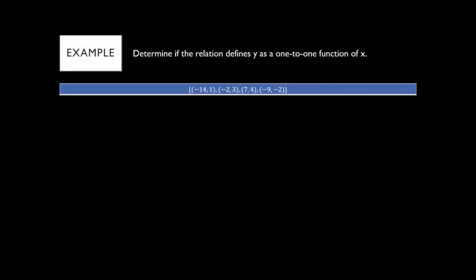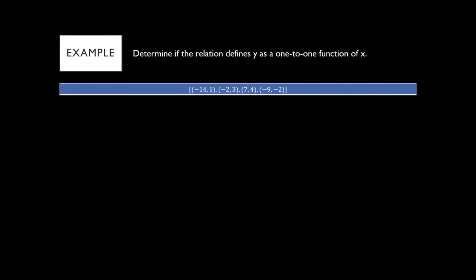So I'm going to look at this in terms of a relation, which is just another way of saying we have a set of ordered pairs here. It's a set because it's in curly braces. And then I've got 4 ordered pairs. So it is one-to-one if it's a function and if it's also one-to-one in the other way. So we have to basically check both.